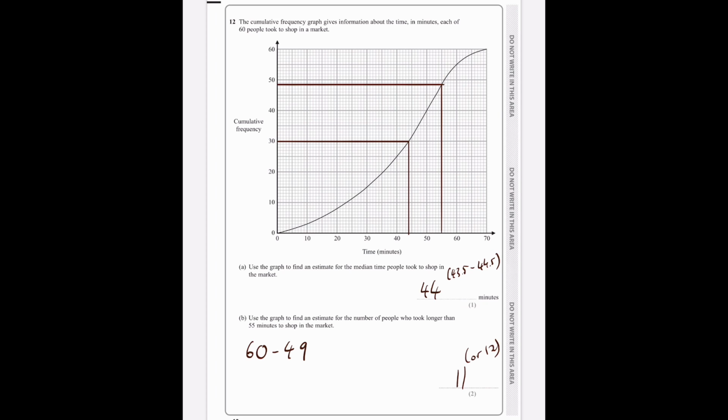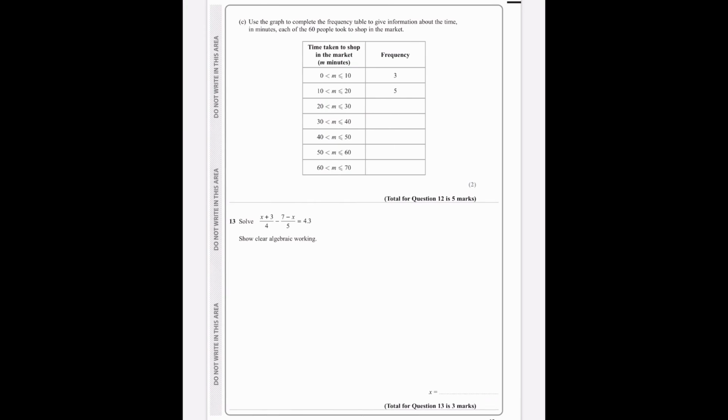For part C, you can just read off each point and work out how much it's gone up by to work out what goes in each category. It's very straightforward to do. So 7, 10, 15, 15, 5.